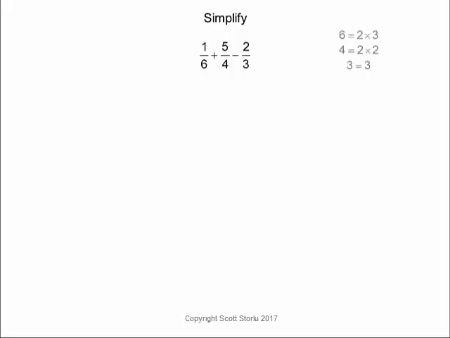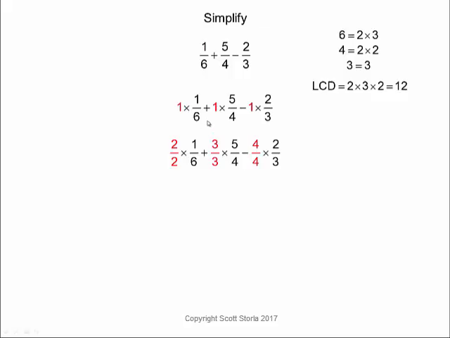Step 1, we have to find an LCD. Here's the prime factorizations, and the LCD is 12. Next, we need to return to our original fractions and multiply them by 1 so we do not change their value. And the form of one I take has to be the one which brings my original denominator to the LCD. For my first fraction, I'll need 2 over 2. For my second fraction, I'll need 3 over 3. And for my third fraction, I'll need the form of 1, 4 over 4.